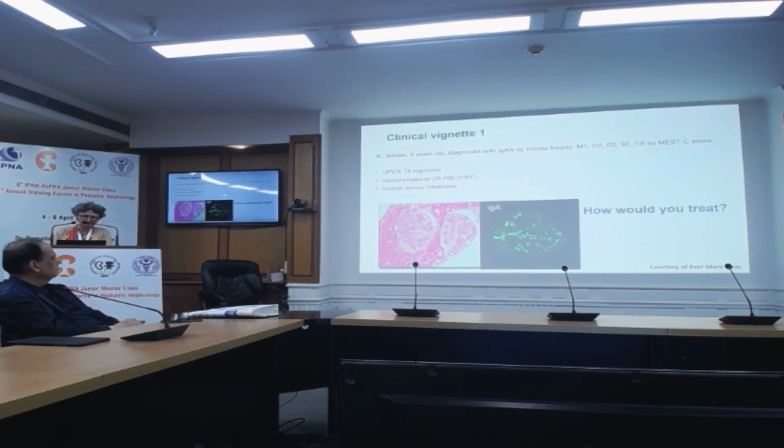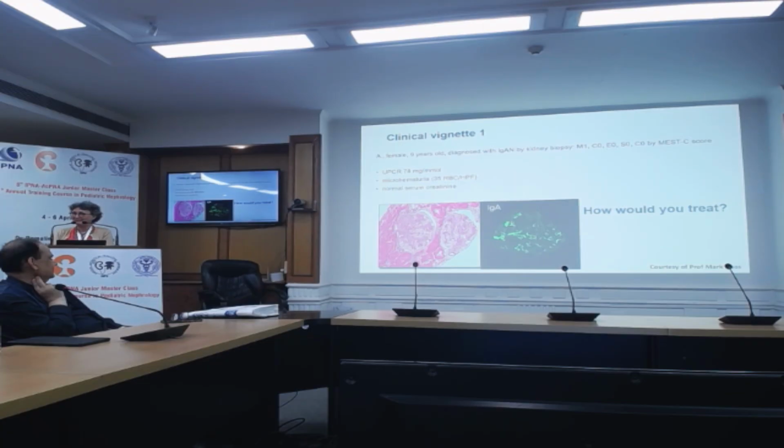In terms of management, let's start with some clinical vignettes. We have a little girl, 9 years old, diagnosed with IgA nephropathy by kidney biopsy. She has M1 on her MEST-C score. Everything else is negative. Her urinary PCR is 78 milligrams per millimole. She has microhematuria, 35 red blood cells per high power field, and normal serum creatinine. This is what her biopsy looks like. So, there's the mesangial proliferation and the intense IgA and nothing else. How would you treat this type of patient?